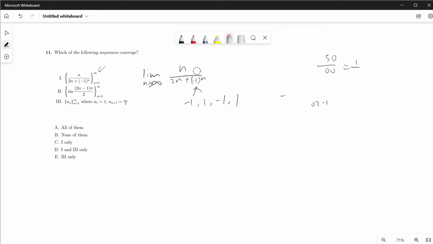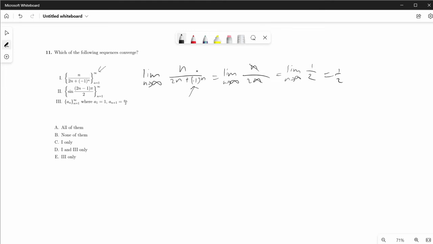But if we imagine this to be infinity, which is what the limit we're taking here is, then this (-1)^n, the 1 or -1, is not going to matter at all when it's infinitely big. So we can rewrite it as n over 2n. In that case, we can cancel that out, and this would be 1/2. And since there's no n in this equation, that would be 1/2. That means that this sequence will converge to 1/2.